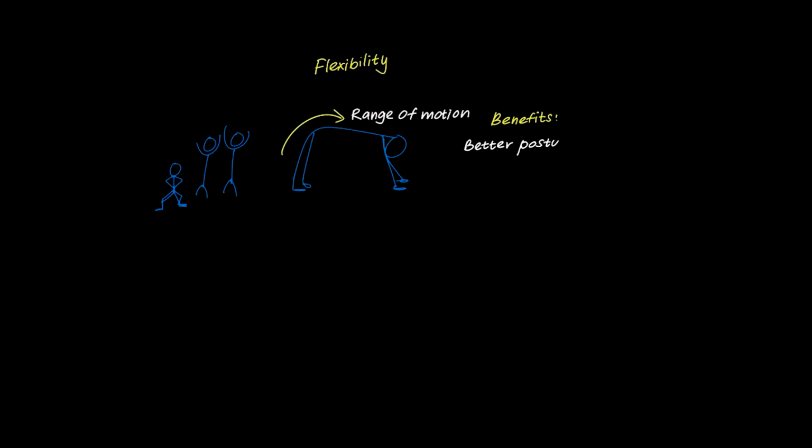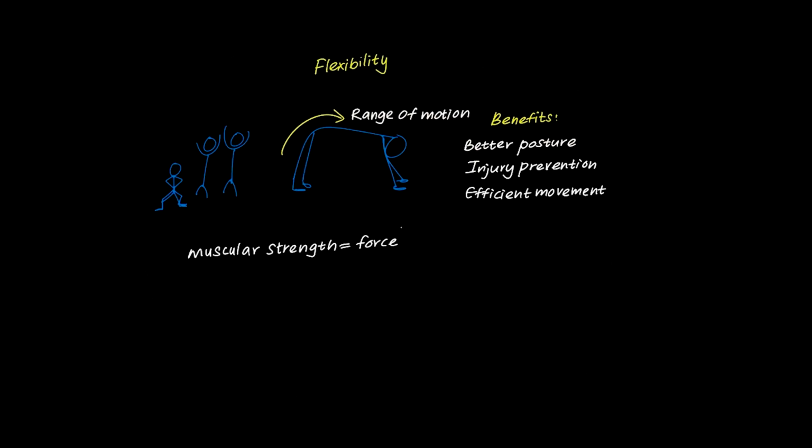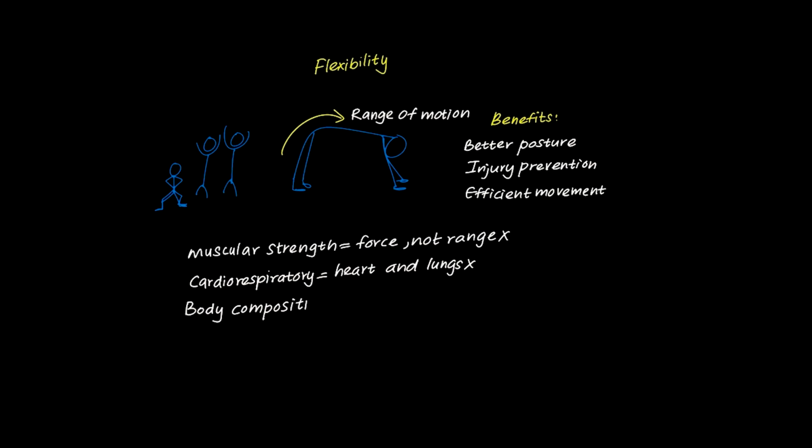It matters because tight muscles and stiff joints lead to poor posture, limited movement, and higher injury risk. Athletes with good flexibility move more efficiently and recover better. Yoga, stretching, and mobility work improve flexibility. Muscular strength is about force production, not joint movement range. Cardiorespiratory fitness involves heart and lung capacity during sustained exercise. Body composition measures fat versus lean tissue. None of these describe joint mobility and range of motion.